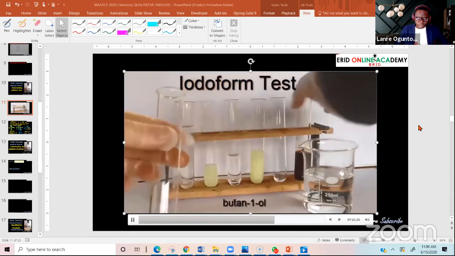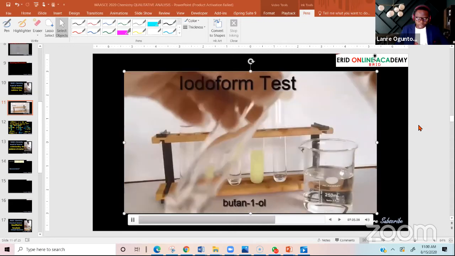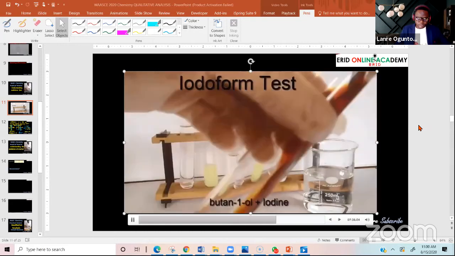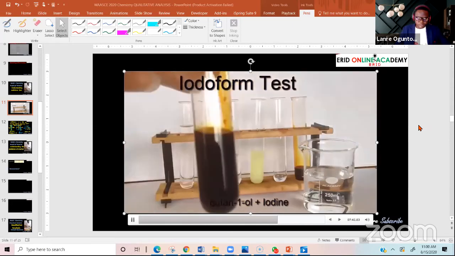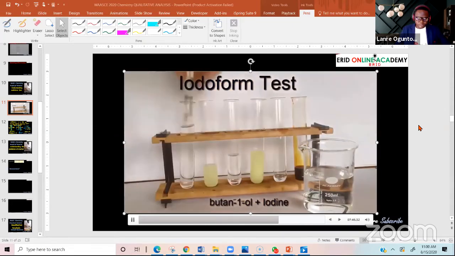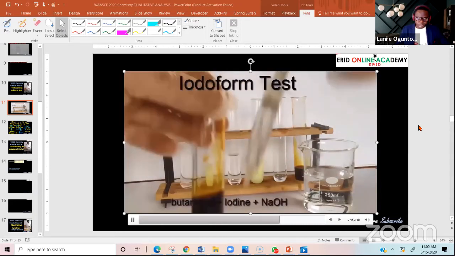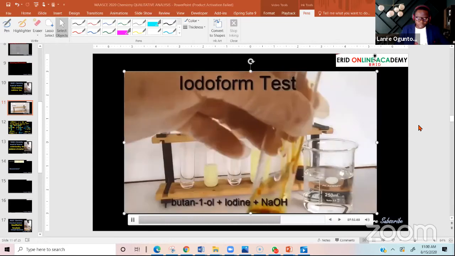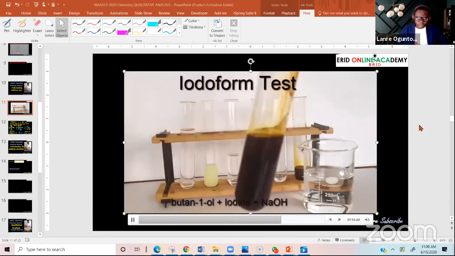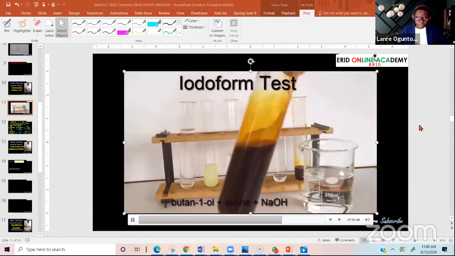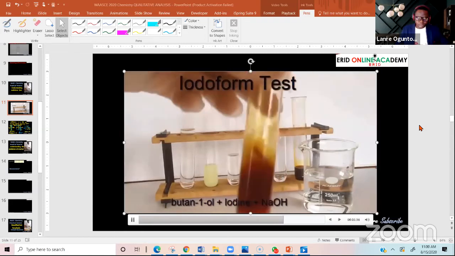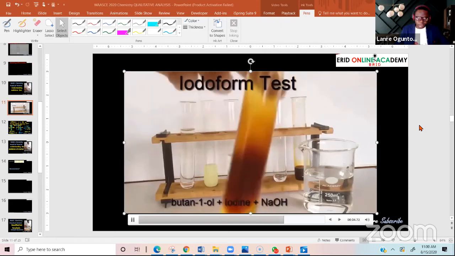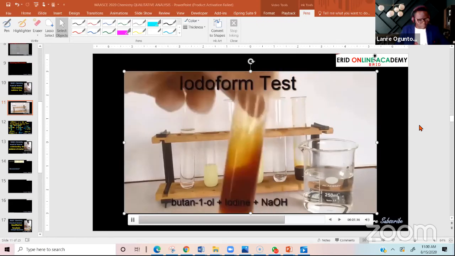Now let me carry out the test on the last sample of organic solvent, which is butan-1-ol. Butan-1-ol has the OH group on the first carbon. It has 4 carbons, so on the first carbon. Okay, so we'll see the implication of that later. So I'm adding my sodium hydroxide now. Don't forget, add it dropwise and shake. Sodium hydroxide is like the catalyst in this part of the reaction. It's actually serving as an oxidizing agent in this particular reaction.